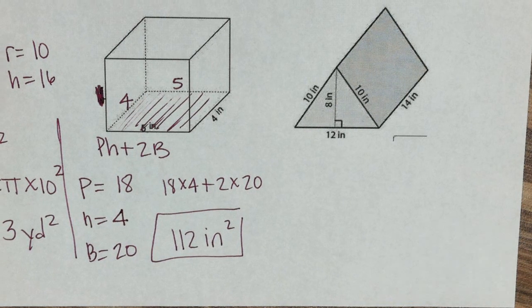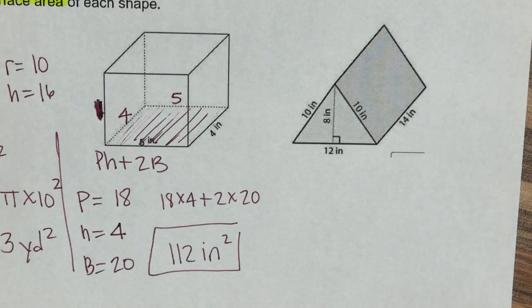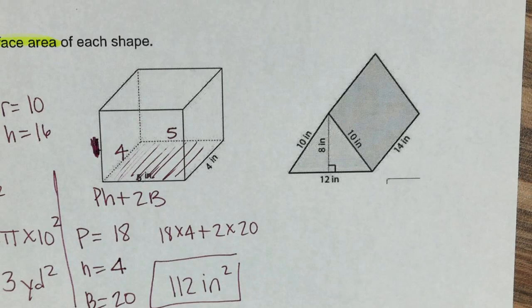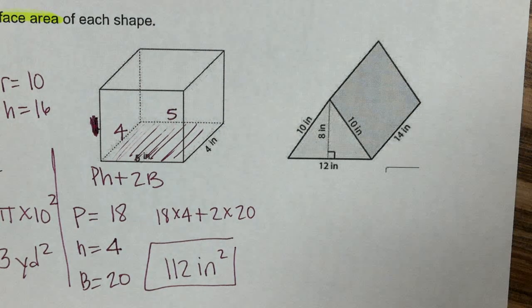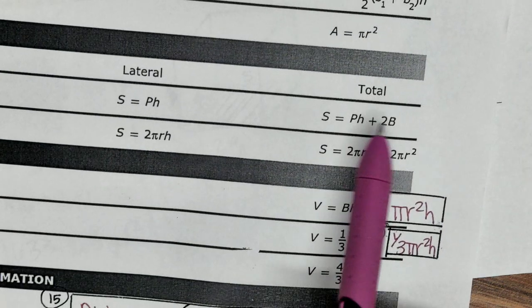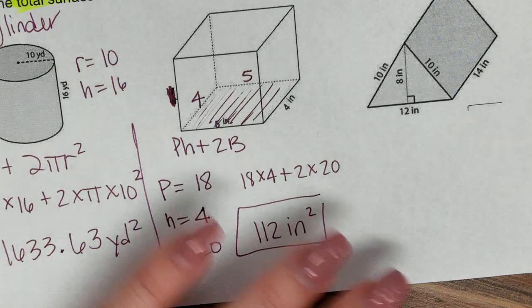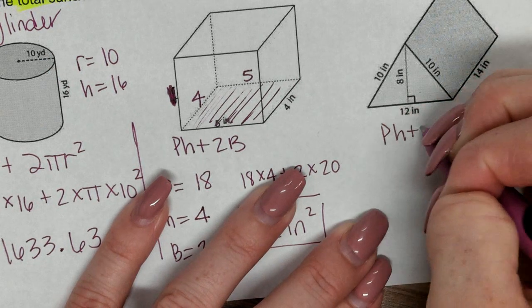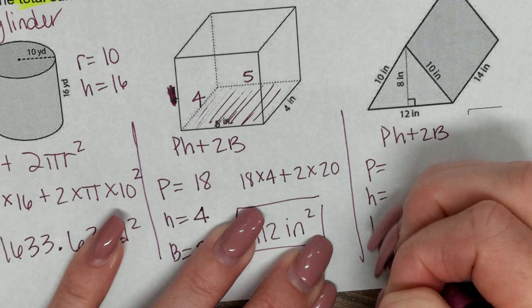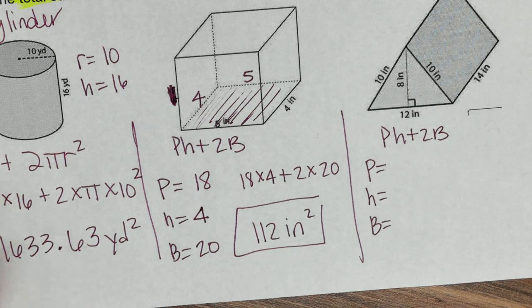Last one. What is this shape called? We already did one a second ago. Triangular prism. Last time we did lateral surface area. This time we're doing total. So I go to my star chart to surface area. I find prism and I write it down. It's the same formula as PH plus 2B. I need a P, an H, and a B.